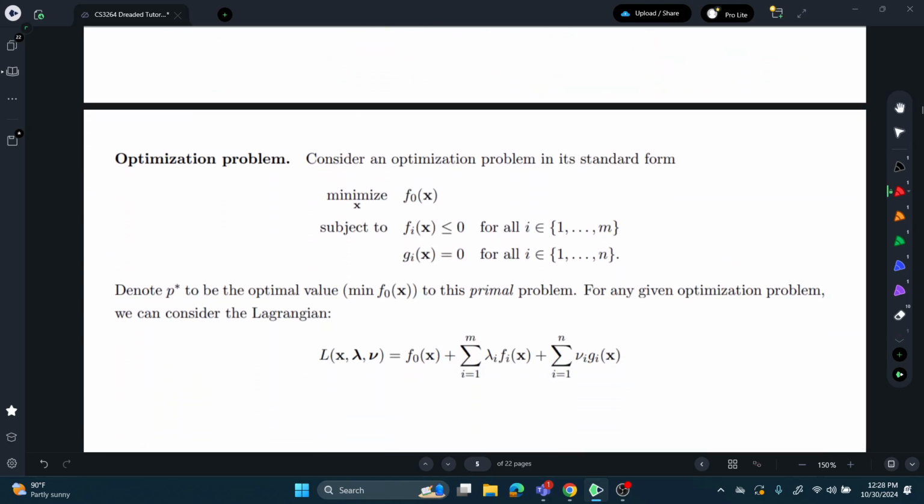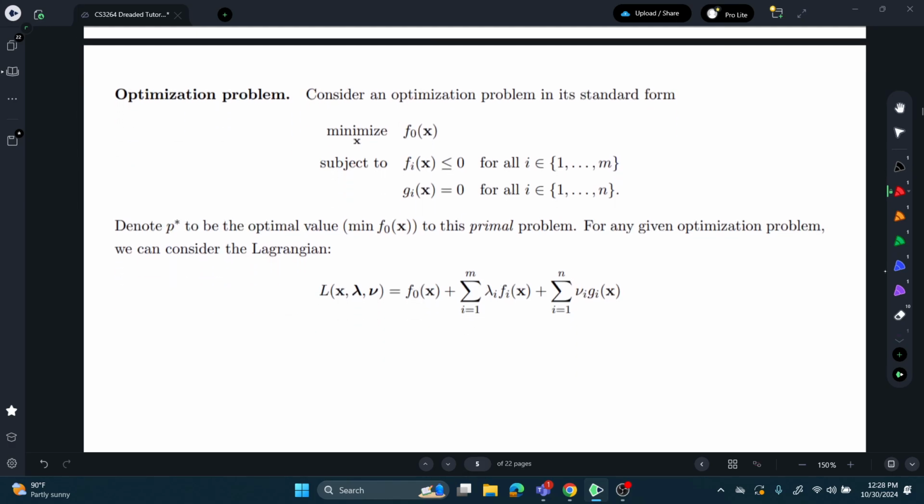Okay, if no questions, we have already seen the primal problem. We have also seen P star, which is the optimal value. Now, for any given optimization problem, we can utilize what we call the Lagrangian. Remember that last week we discussed Lagrangian multipliers. For every single equality, I can multiply each of them by the Lagrangian multiplier. So we apply something similar here. We can arrive at what we call the Lagrangian function.